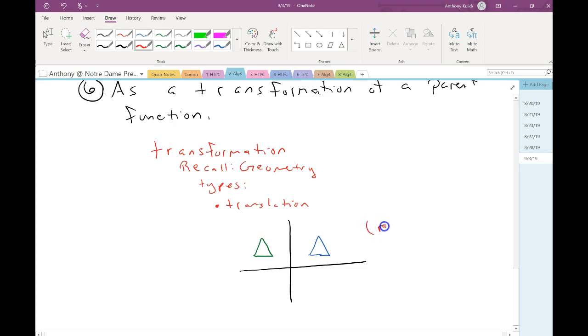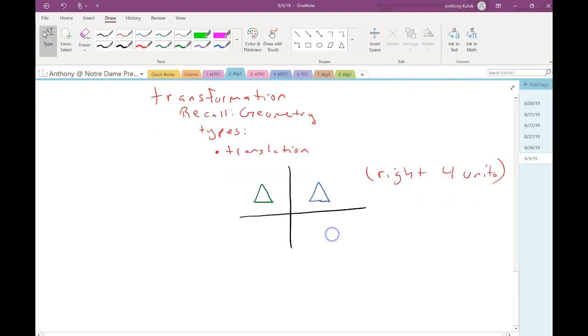For example, if you moved it right 4 units or something, that is an example of a translation. If you're just picking the thing up and sliding it up or down or left or right or some combination of up and down and left or right. Does everybody remember that piece of vocabulary from last year? Okay.